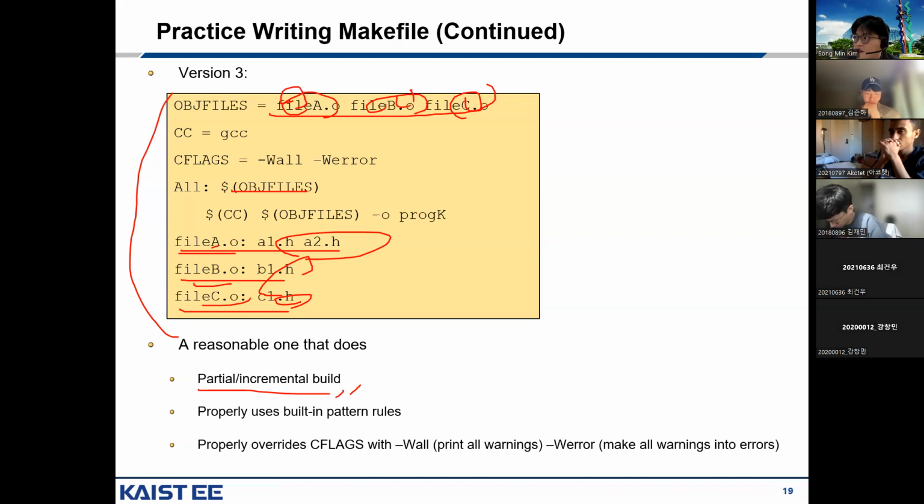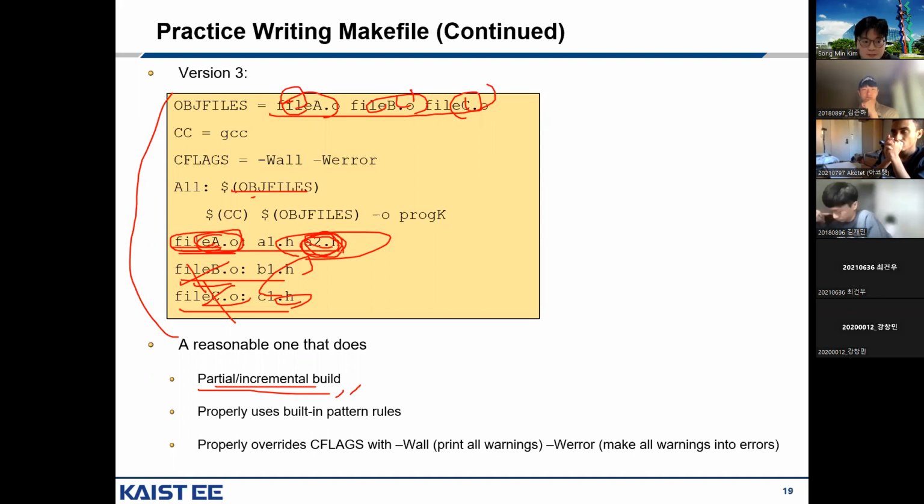So we started off from saying that, okay, if we have 10K files, we don't want to recompile all the files every time. So makefile actually lets us do incremental and partial rebuild. And this is actually done. So suppose a2.h was changed, then only the file A will be recompiled, and these will not be recompiled, right? Of course, the executable has to be recompiled because the executable is dependent on the .o, right?